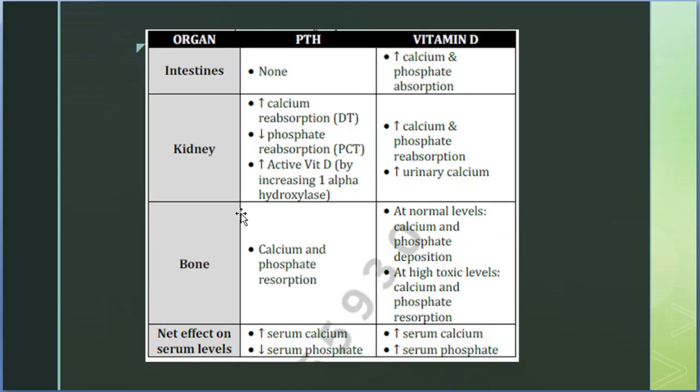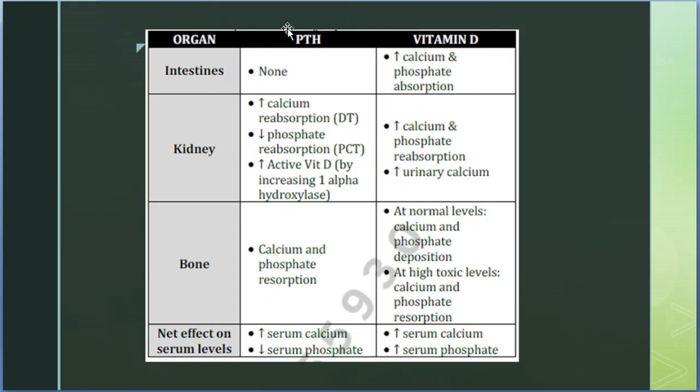So this is now the review of how your parathyroid hormone and your vitamin D increase your serum calcium. So sa intestine natin, yung parathyroid hormone, wala siyang action. Ang vitamin D, increase calcium and phosphate absorption. Again, vitamin D, increase calcium and increase phosphate. Tatandaan natin yun. So, si vitamin D, papataasin ang calcium and phosphate.